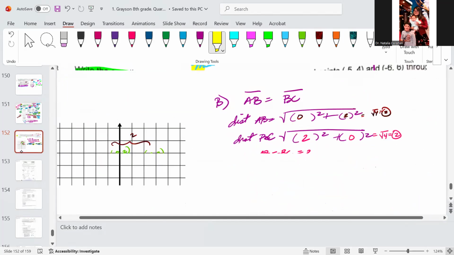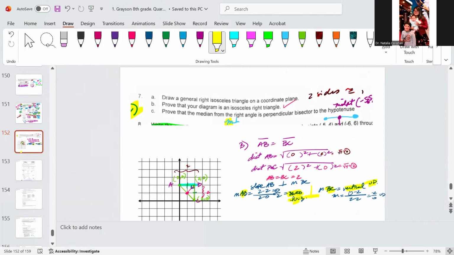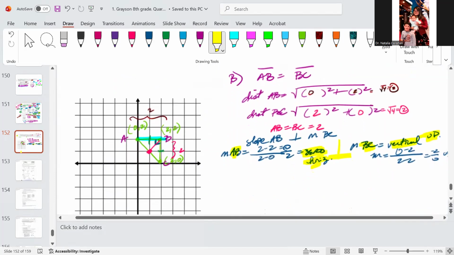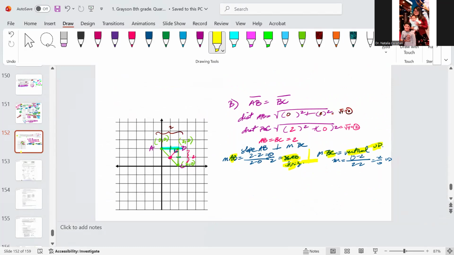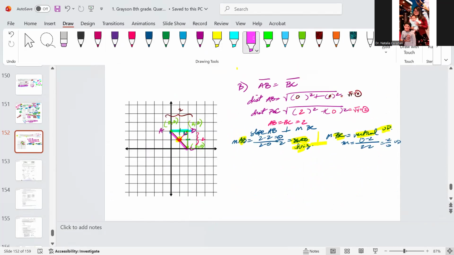This one is exactly the same thing. It is saying, prove that the median from the right angle is perpendicular to the bisector of the hypotenuse, right? Okay, so the median, hold on a second. Median of the right angle. This is the median, correct? Yes. Is perpendicular to the hypotenuse. Well, the hypotenuse is this pink part right here.